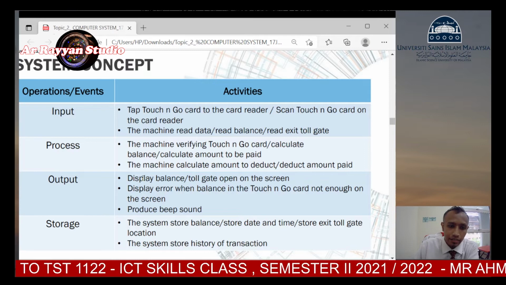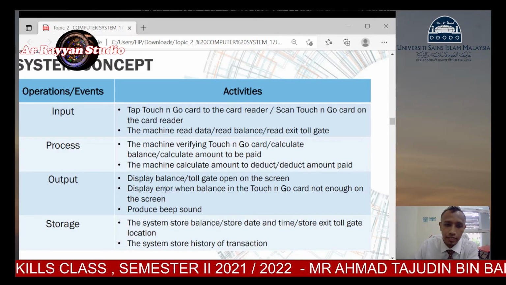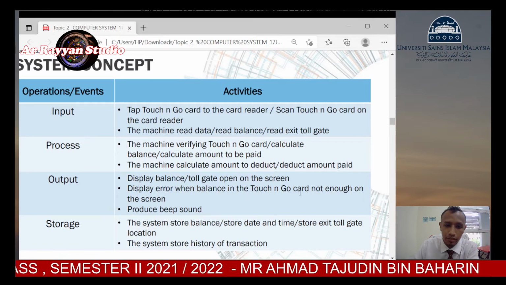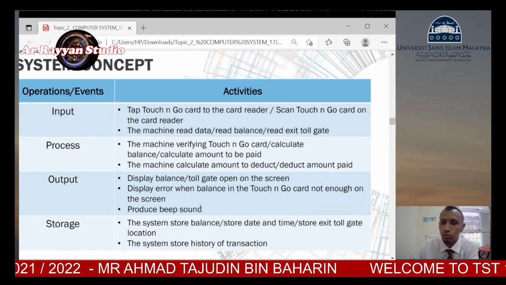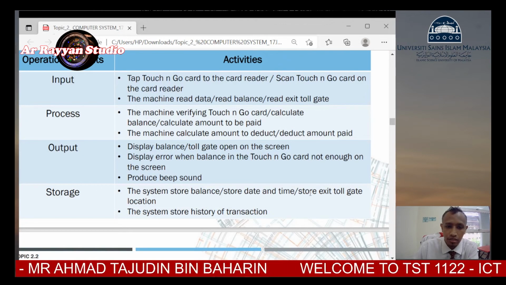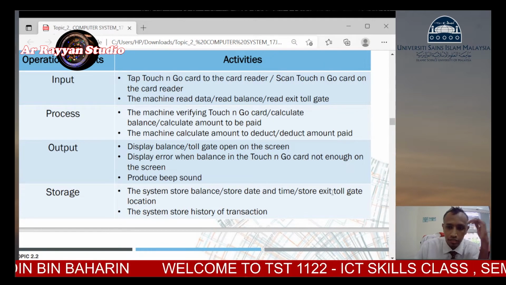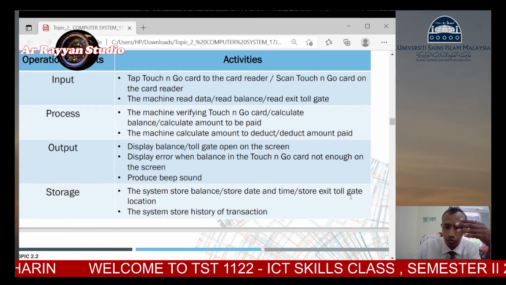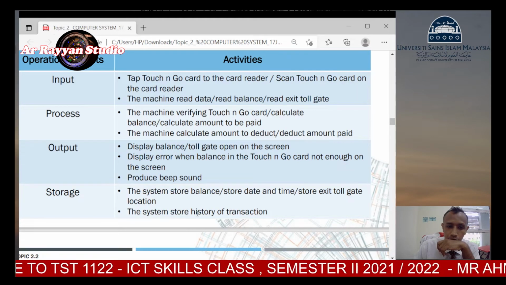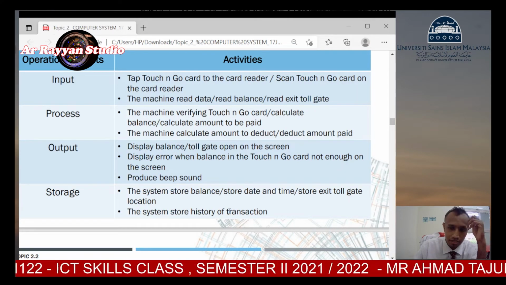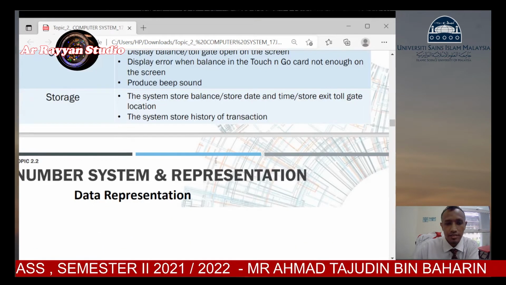Okay, and then display output dia, display balance. Okay, and then display error when the balance in touch and go is not enough on the screen and produce a beep sound. Right, that one is the output side. And last one, the storage. You store the date and times. Alright, the activity, you exit the toll or you enter the toll, and the system will store history of transaction, means that the balance and all that, right? So that one is on the storage side.